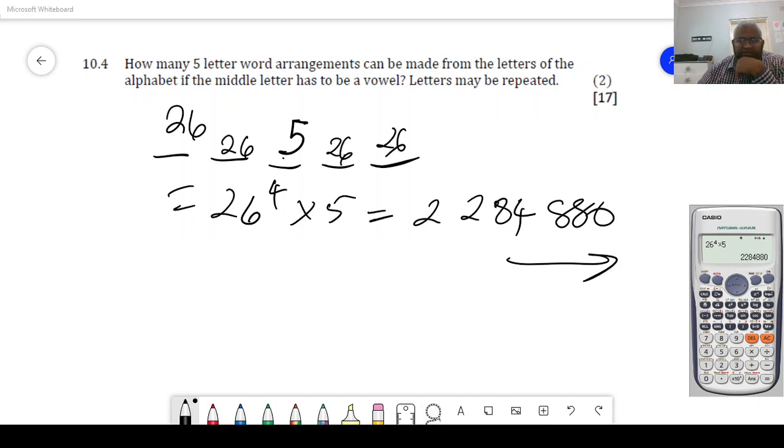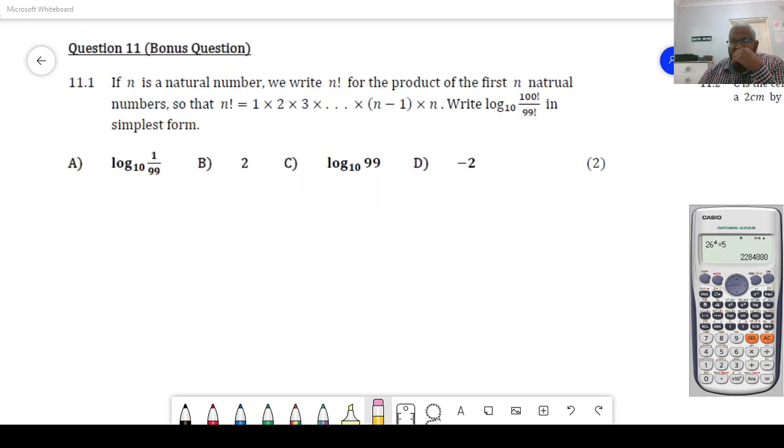That brings us to the end of the paper. So now we're going to the last question, the bonus question. Okay, so now we're on question 11.1. We are told that if n is a natural number, now natural numbers are numbers that start at 1, 2, 3, 4 and go all the way to infinity.